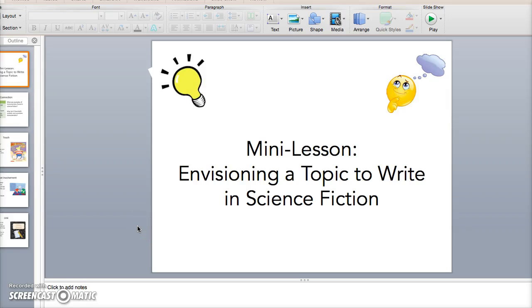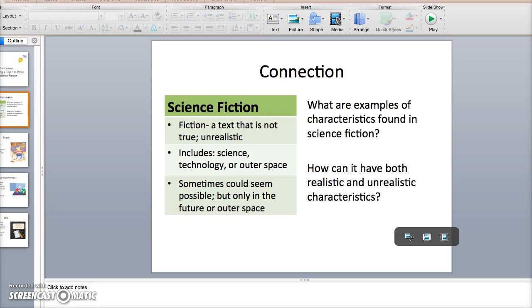This is a mini lesson that is focusing on how to envision a topic to write in science fiction. Today we're going to go back to our anchor chart where we described different characteristics found in science fiction. So we said that fiction is a text that is not true, it's unrealistic, it includes science, technology, or outer space, and sometimes could seem possible but only in the future or outer space.